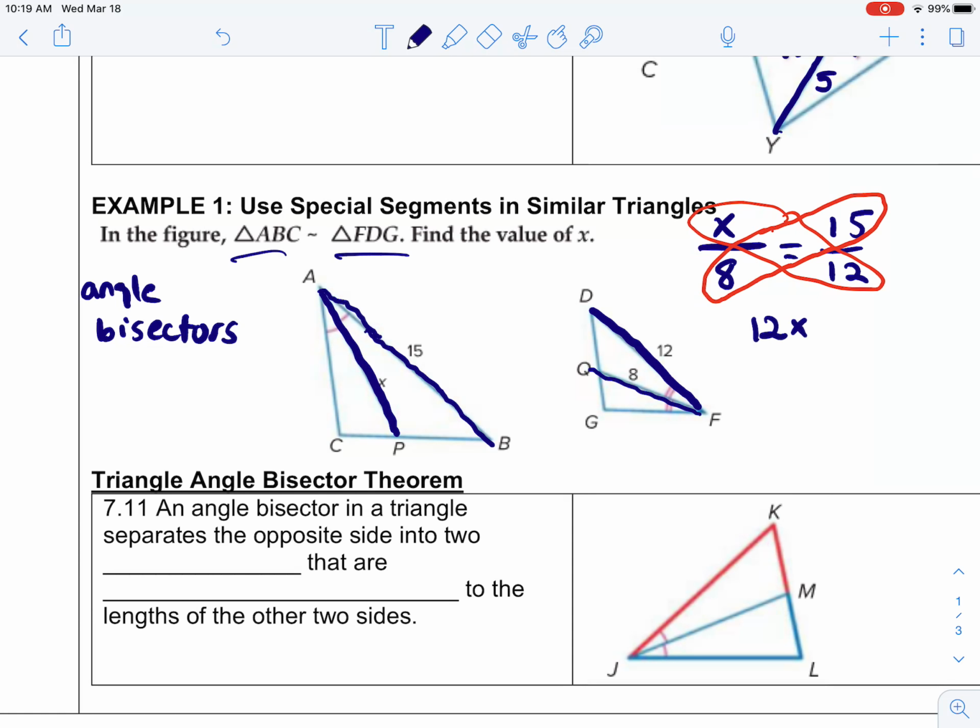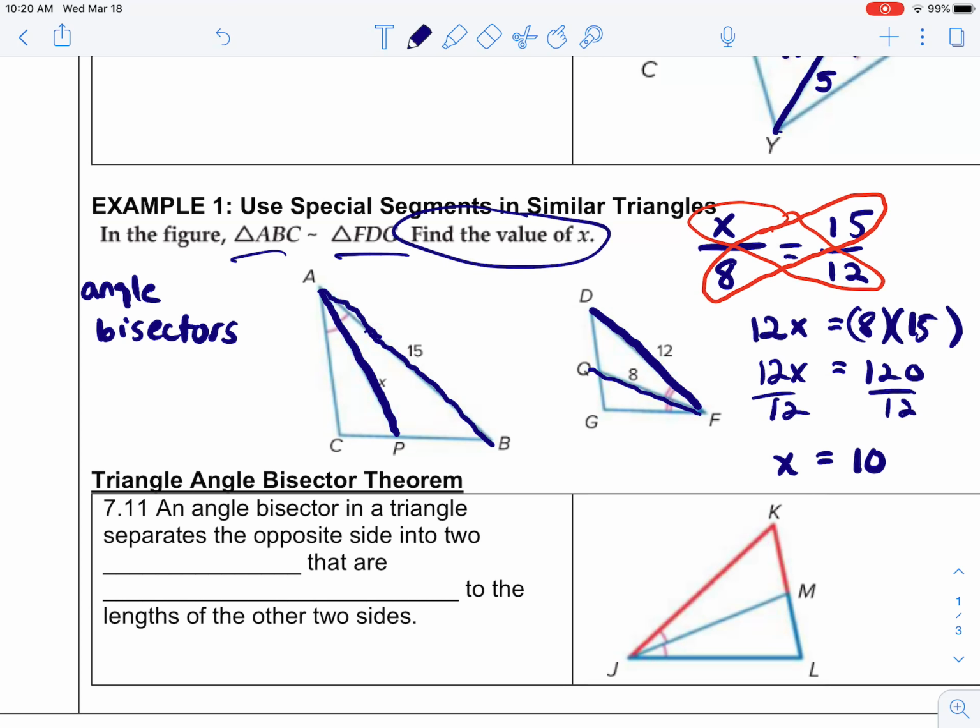So 12 times x is equal to 8 times 15. So that would be 12x is equal to 120. And then dividing both sides by 12, x is equal to 10. We are being asked to find the value of x, so that is exactly what we did find. And so therefore the angle bisector is going to be 10 in that first triangle.